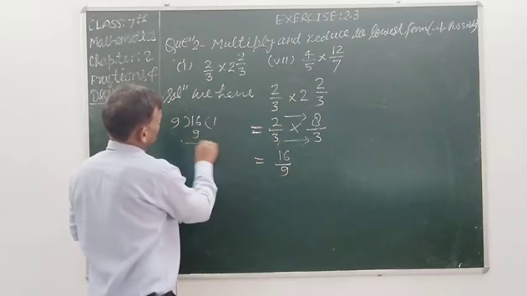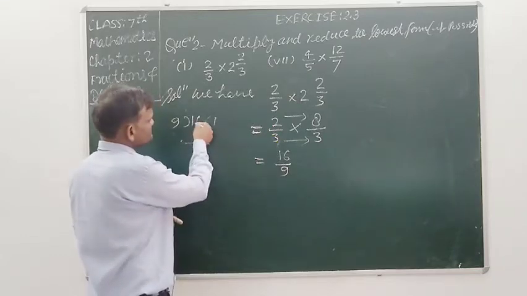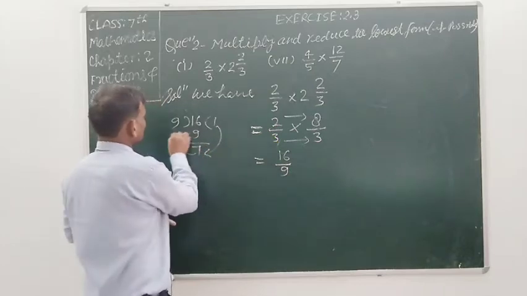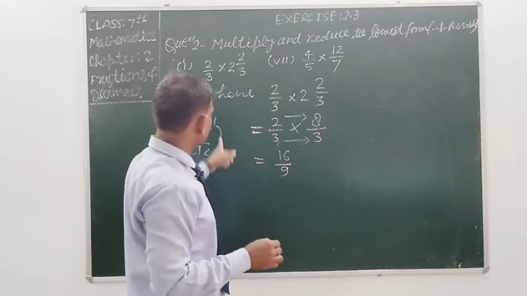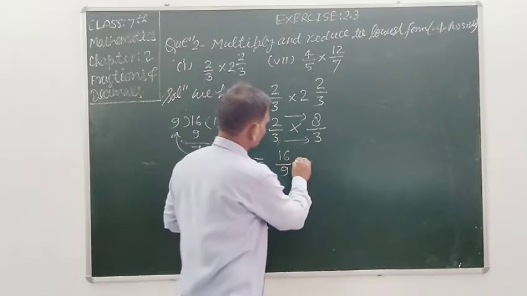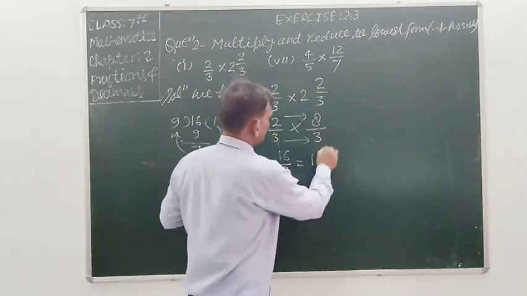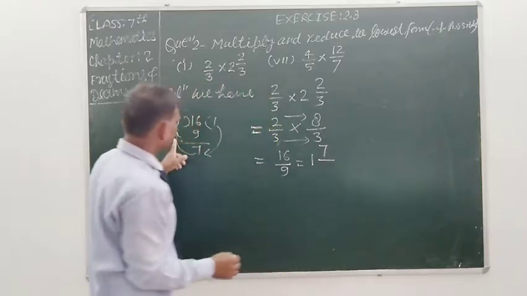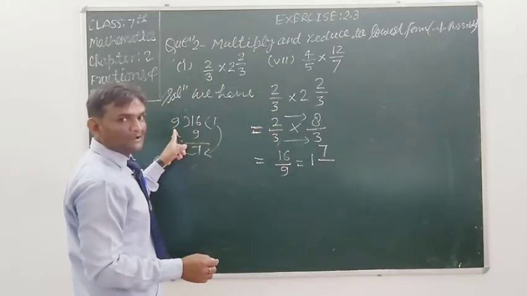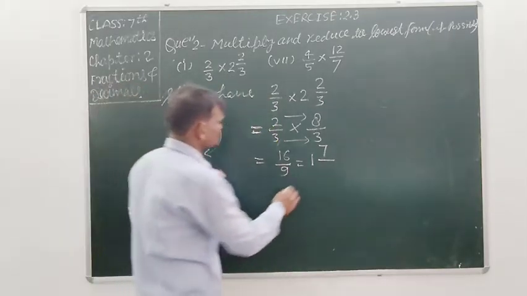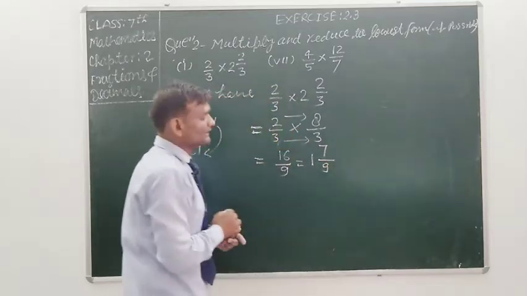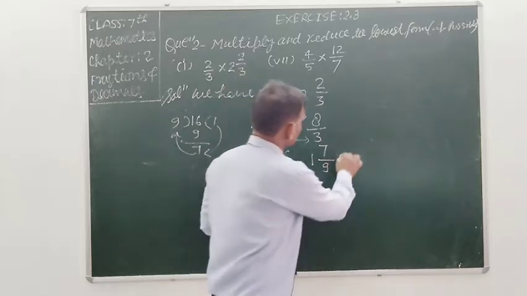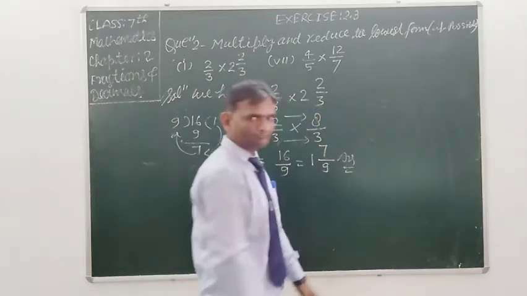9 1s are 9. 16 minus 9, 7. And you know very well how to write the mixed fraction. 1 will be the whole number, 7 will be the numerator, and my arrow has stopped at the last point, 9. So 9 will be the denominator. So this is my answer, the correct answer.